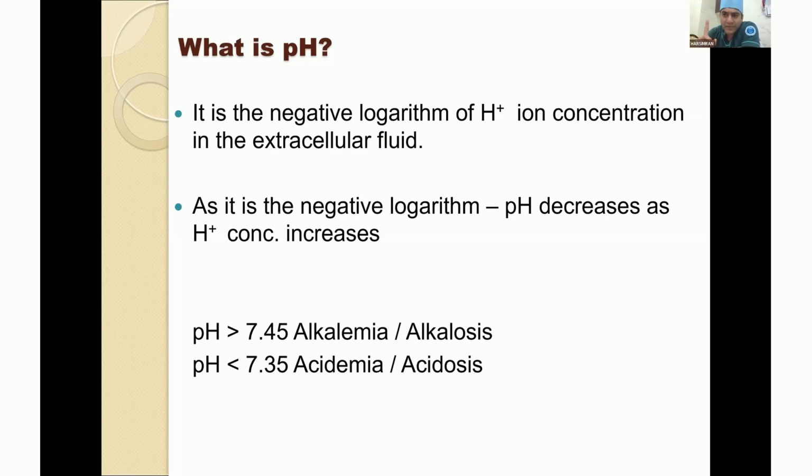So if you have just one value of 7.46 or 7.50, then this is in blood, so normally we call it alkalemia. But if we take the whole picture, then we call it alkalosis. If we also know the bicarbonate value and the PCO2 value, then the interpretation is different. Emia means blood. So pH of more than 7.45 is alkalemia, and pH of less than 7.35 is acidemia.